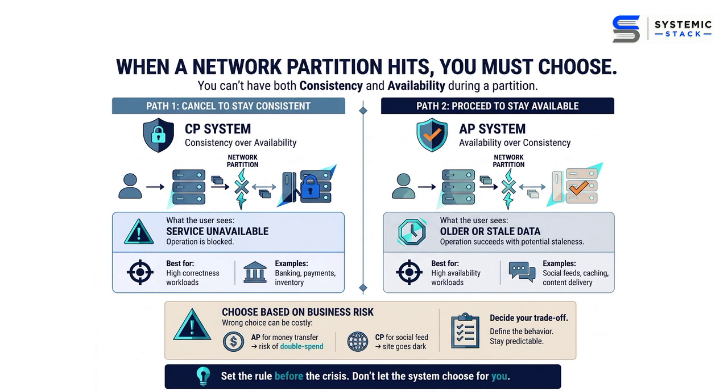If you go the CP route, a user might see an error message saying service unavailable. If you go AP, they might see a version of their profile that's 5 minutes old. The failure mode of making the wrong choice here can be devastating. For example, if you choose AP for a money transfer, you could end up with double spending. If you choose CP for a social media feed, your site goes dark just because one data center is having trouble. You have to match the trade-off to the specific business risk.